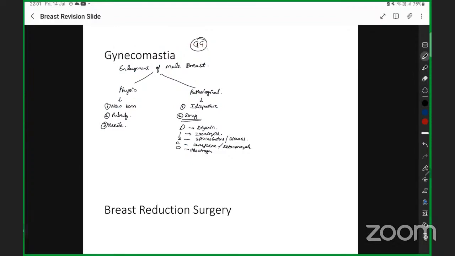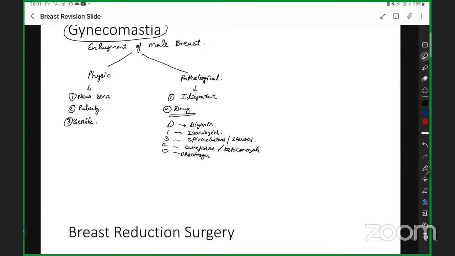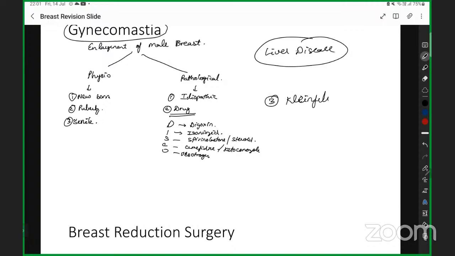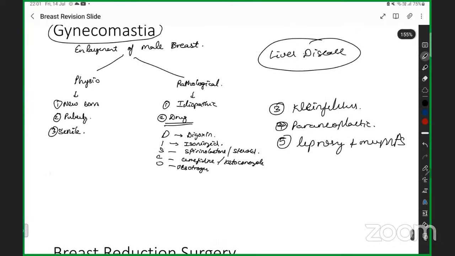Remember, you will also see gynecomastia in liver diseases, in Klinefelter's disease, and as a paraneoplastic disease. There is no metastasis, and conversion to malignancy is very rare. This can also be seen in leprosy and mumps. In all these conditions, you can see enlargement of the breast in males.